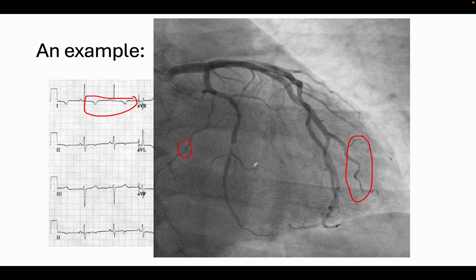NSTEMI. And our lateral wall is supplied by the circumflex artery, and we can see a really tight stenosis there. It's as if someone's just gone in and pinched the artery. So that's just to put it into perspective, really.